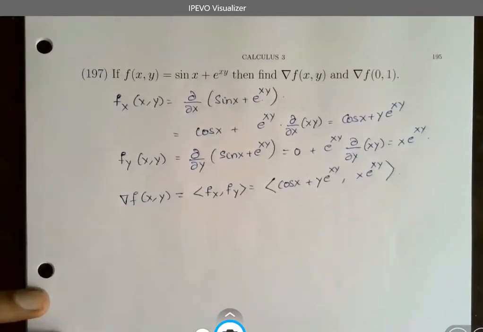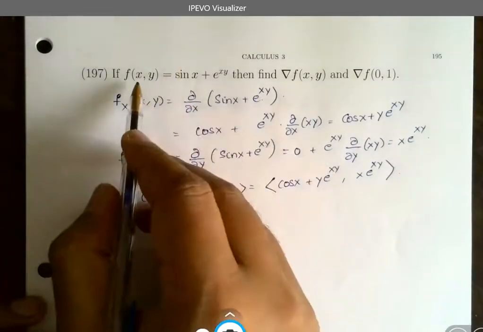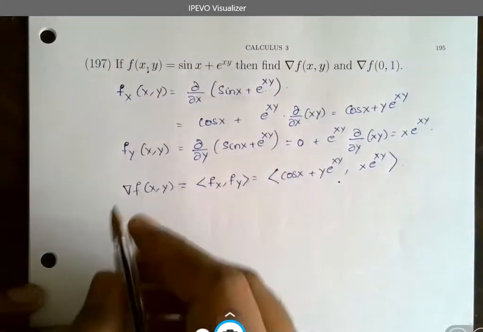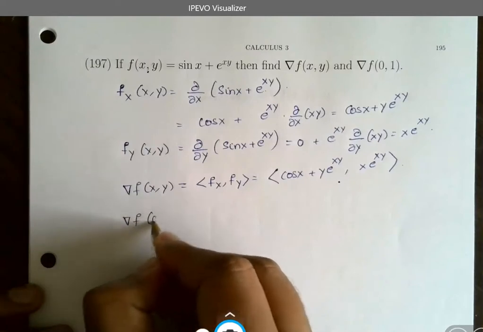Okay, I think it's focusing better. So it's a function of two variables. You got a 2D vector. Do you see that? Now let's evaluate gradient f of (0, 1).